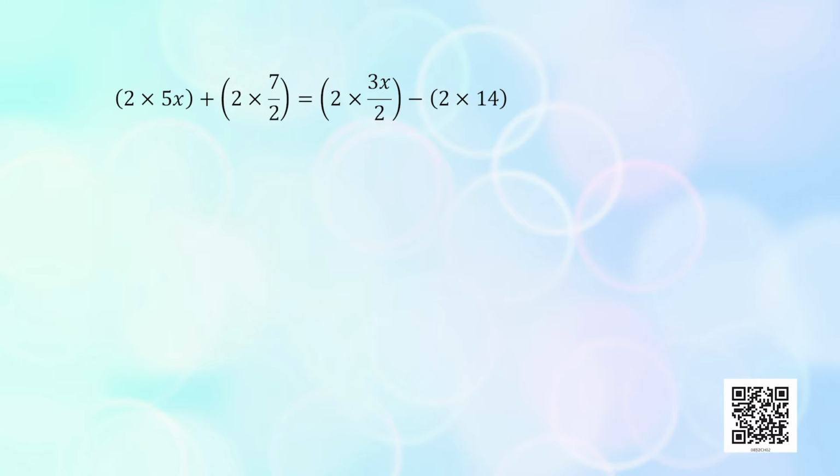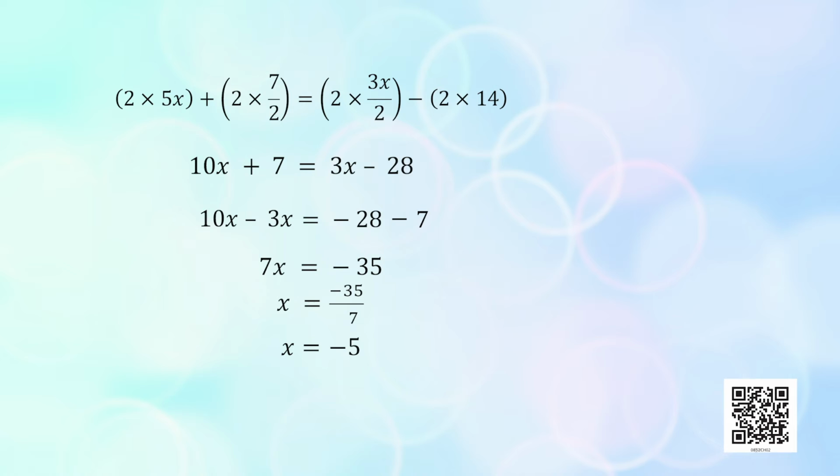That becomes 2 times 5x plus 2 times 7 by 2 becomes 7. Then 2 times 3x by 2 means 3x minus 2 times 14 means 28. Therefore, the equation becomes 10x plus 7 is equal to 3x minus 28. By considering the x terms on one side and constants on the other side, the equation becomes 10x minus 3x is equal to minus 28 minus 7. Therefore, 7x is equal to minus 35. Therefore, x is equal to minus 5.